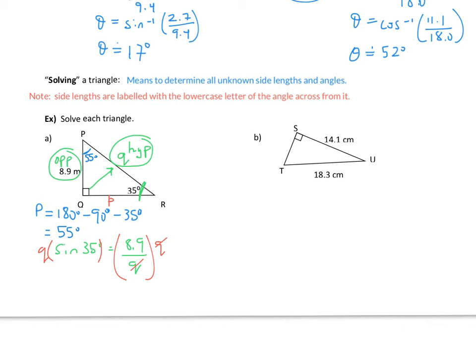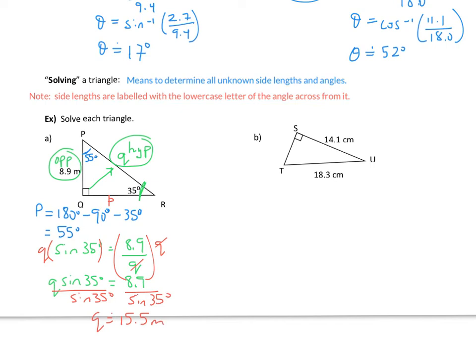Sorry, trying to get all my pieces here. So the sine of 35 degrees is equal to 8.9 over Q, and then divide both sides by the sine of 35 degrees. That will leave us with just what Q is equal to. And you should get that Q is approximately equal to 15.5 meters.